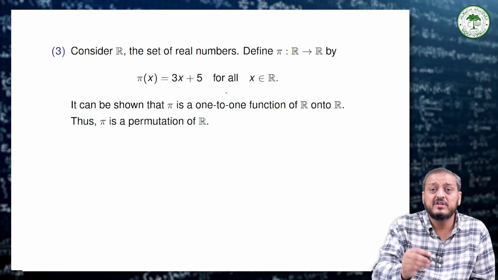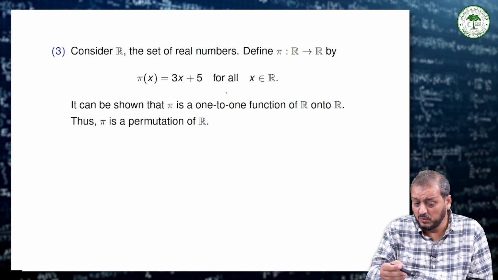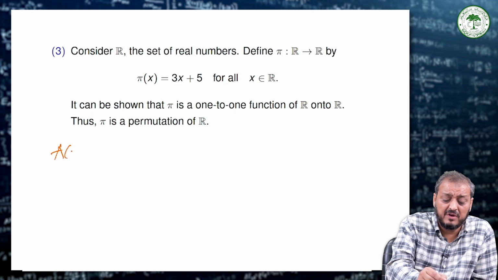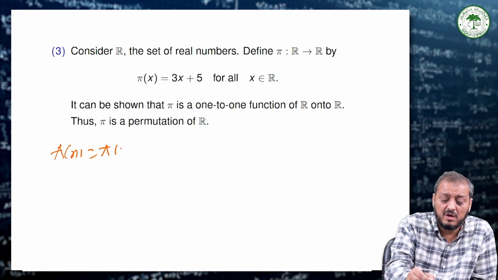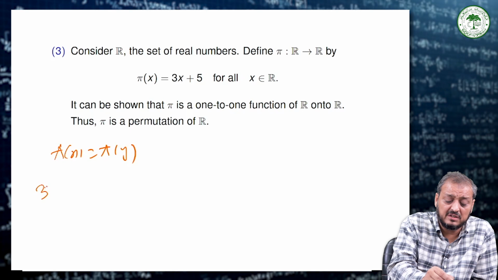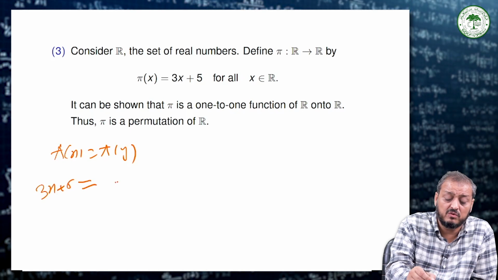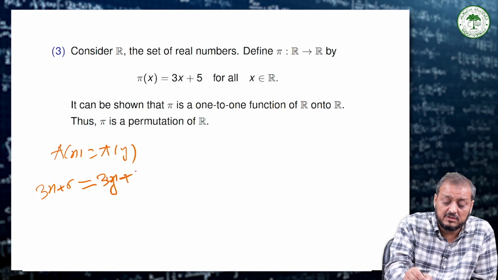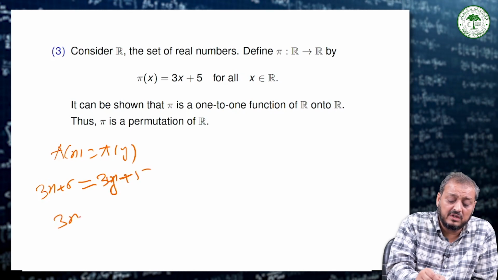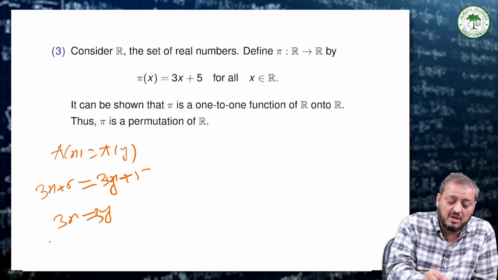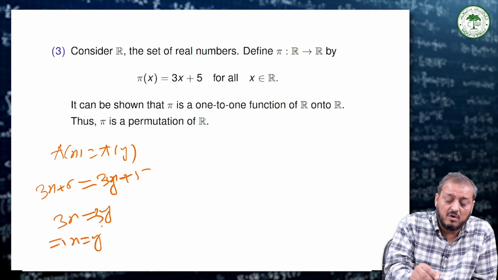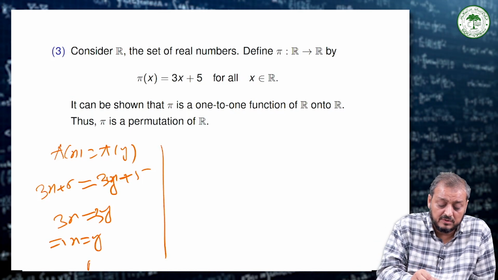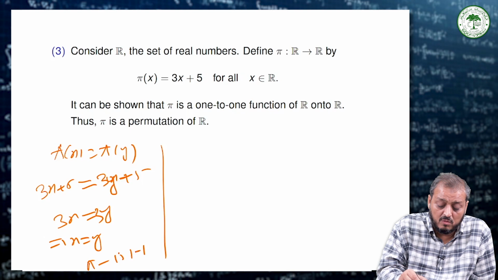Now, we have to easily show that this is 1-1 and onto. If we have a 1-1 map, we can say that if pi of x is equal to pi of y, then clearly 3x plus 5 is equal to 3y plus 5, then ultimately we get 3x equal to 3y, and then x is equal to y clearly. So, this means we can say that pi is 1-1.